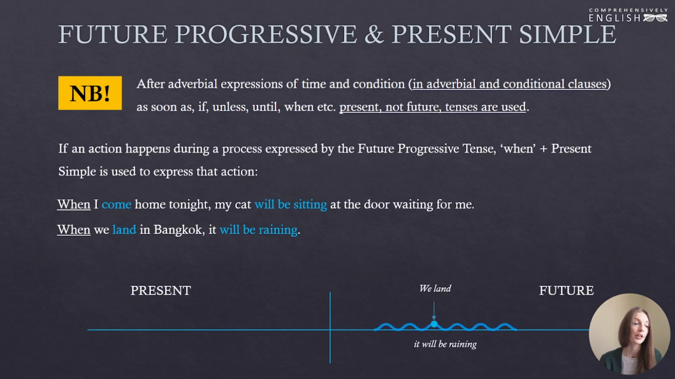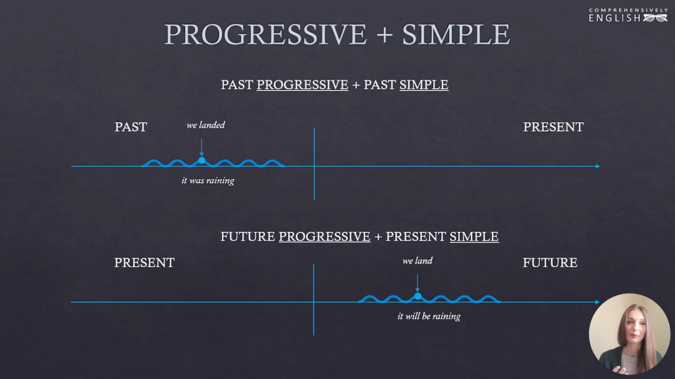Let's look at these. It will be raining for a while in the future, and at one of those moments we will land. It's the same as to say, at 6 o'clock tomorrow it will be raining. Let's now juxtapose or compare the combination of the past continuous tense plus the past simple tense and the future continuous or progressive tense and the future simple. In the past, it was raining, and at one of those moments we landed. We landed when it was raining. It was raining when we landed.